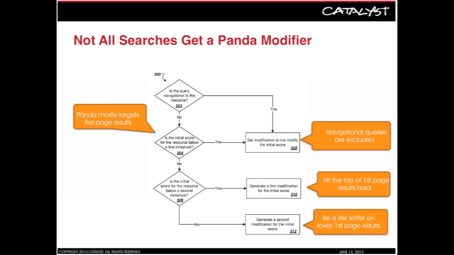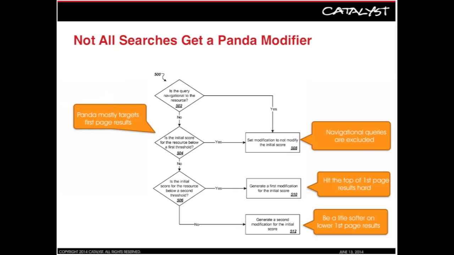And it asks, is the initial score, that initial ranking or relevancy score, for the resource or web page below the first threshold? So what does that mean, first threshold? Google has a threshold, and you could think of it as a ranking threshold in place to say if it's above a certain ranking, it is or is not going to be affected, or if it's below a certain ranking, it is or is not going to be affected. So it's asking, is the initial ranking score for the resource ranking below a certain threshold? If it is, then don't apply the Panda modification score.